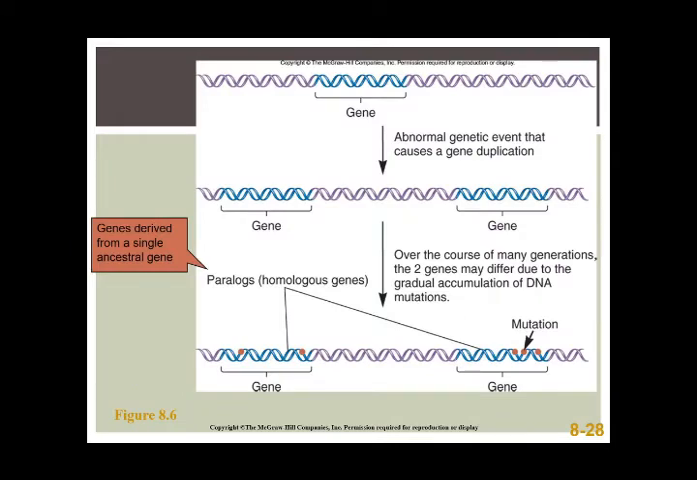So in this picture, you can see that a gene has been duplicated by an abnormal genetic event. Over the course of many generations, the two genes might differ due to gradual accumulation of DNA mutations. So gene number 1 and gene number 2 are mutated. They become much more different compared to the original. Originally, they were part of one actual gene. Now they have become two genes which are mutated. So we can say that they are now paralogs, which is a gene derived from a single ancestral gene.